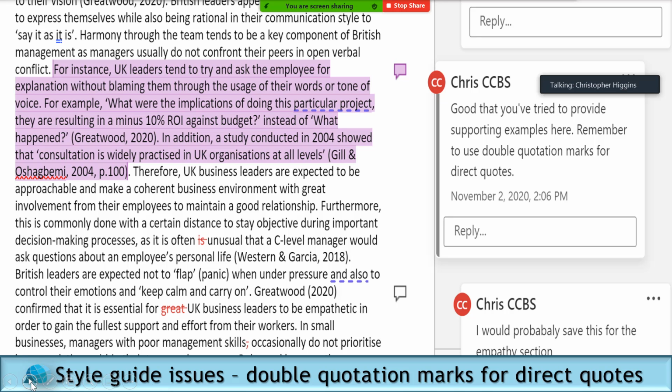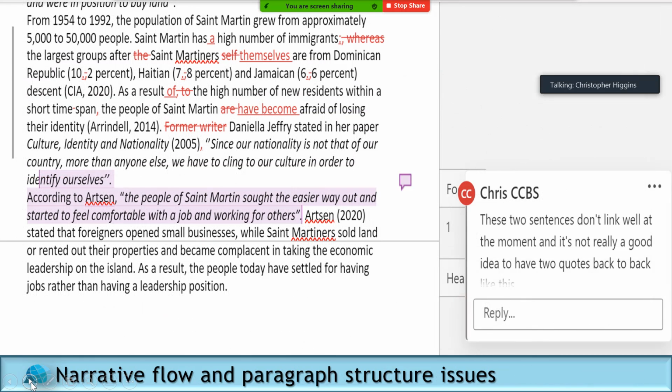This is about style guide issues. So there's still some issues with teams using single quotation marks for quotes. So as per style guide, it should be double quotation marks. Okay, so double quotation marks for each quote rather than single, please.